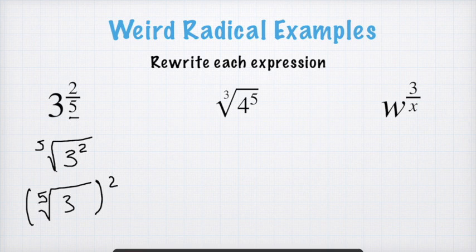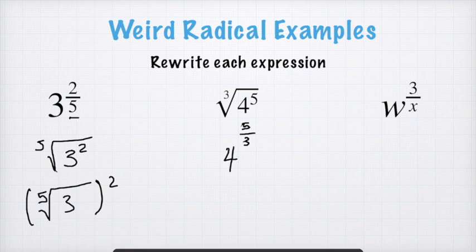Let's look at this one. So we're looking for the cubic root of 4 to the 5th. So our radicand here becomes our base, which means that 4 becomes our base here. 4 is being raised to the 5th power, and our index is the 3rd, so we're looking for 4 to the 5/3 power.